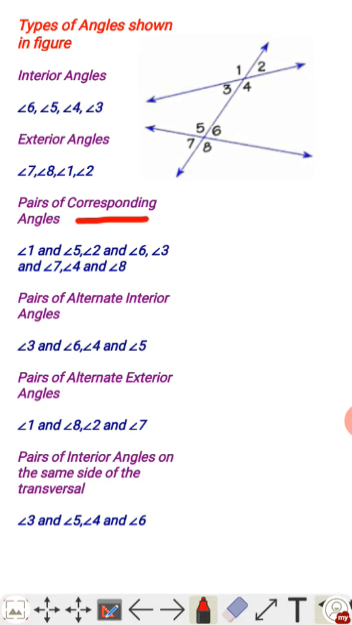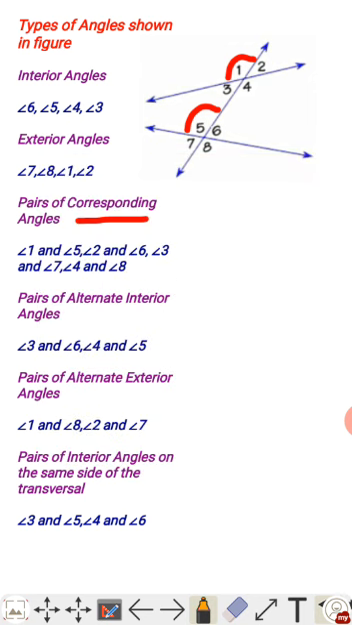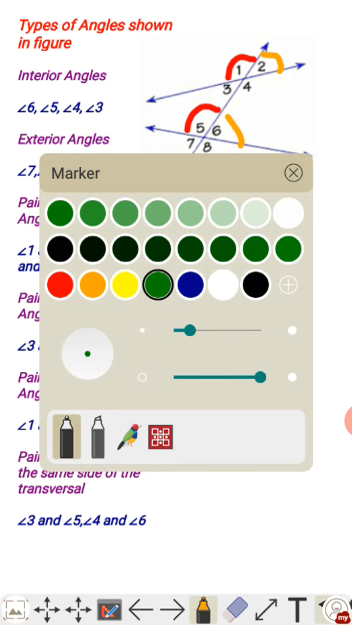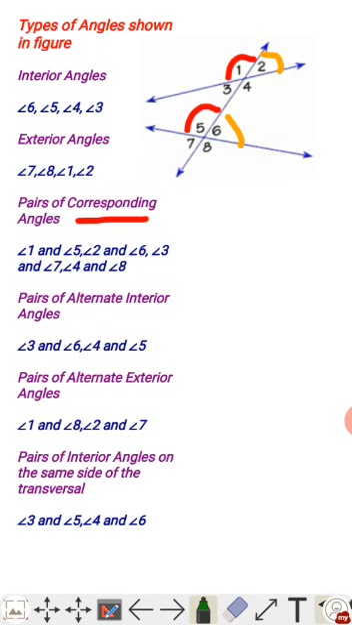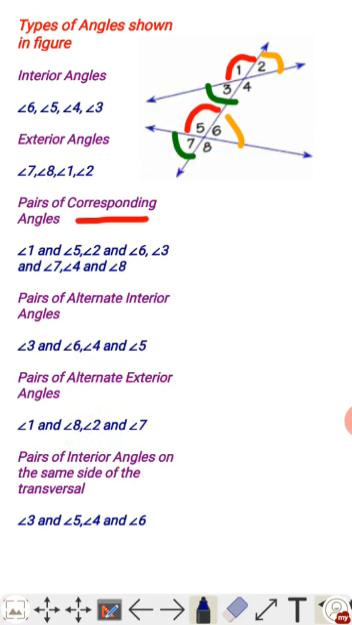Here angle 1 and angle 5 are corresponding angles, the one pair we get. Another pair, angle 2 and angle 6. One more pair we have is angle 3 and angle 7, right? And the last pair of corresponding angles we get is angle 4 and angle 8. In this way we get the 4 different pairs of corresponding angles.